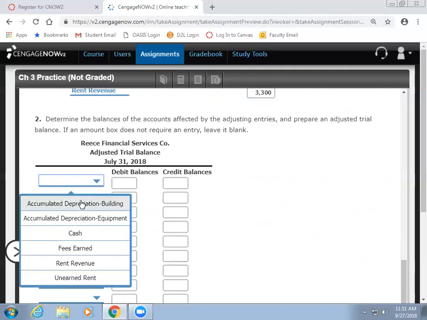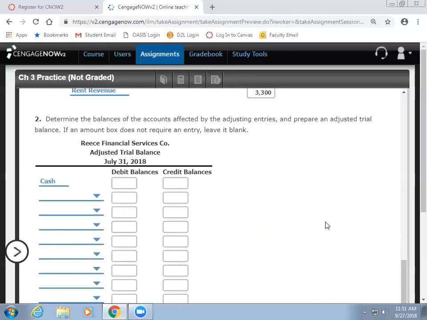So we start with cash. Did we debit or credit cash? No. And you shouldn't. With adjustments, cash should never be touched in your adjusting entries. So it stays as a debit balance of $10,200.